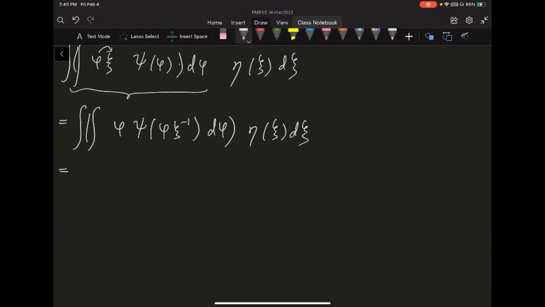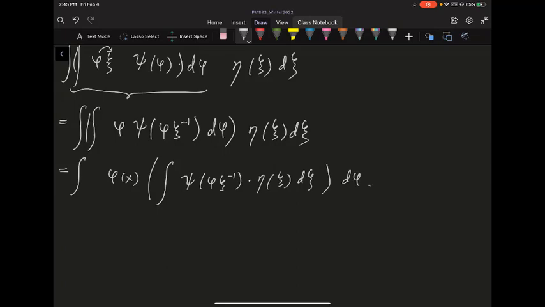If you rewrite it this way, let me move everything back. So I have a double integral again. I have a phi of x. And now I want to do the other way, so let's do the d cosine first. I move the integral here. So I have an integral of the psi function evaluated at phi cosine inverse, and then I multiply by eta of the cosine and d cosine. The whole thing d phi.